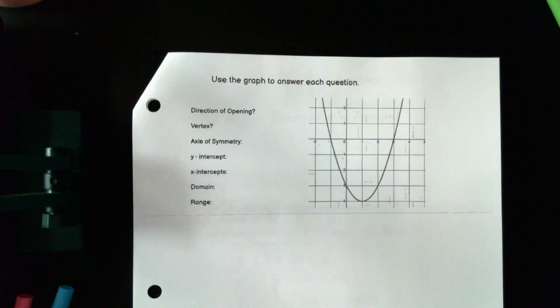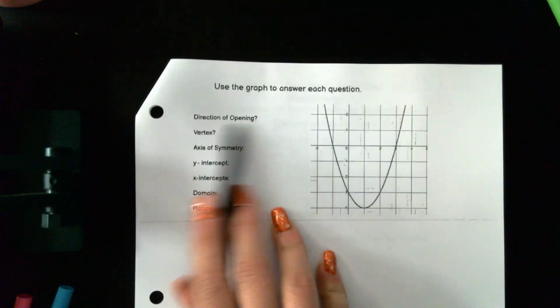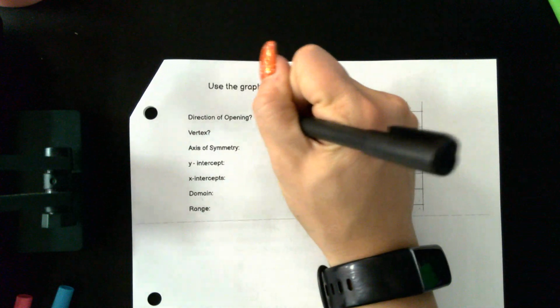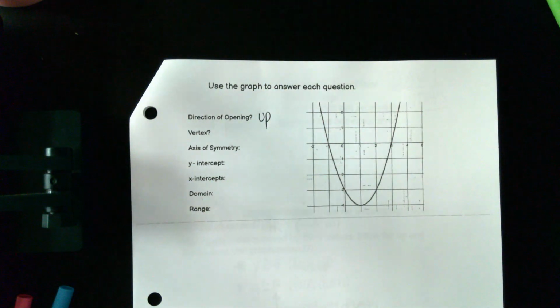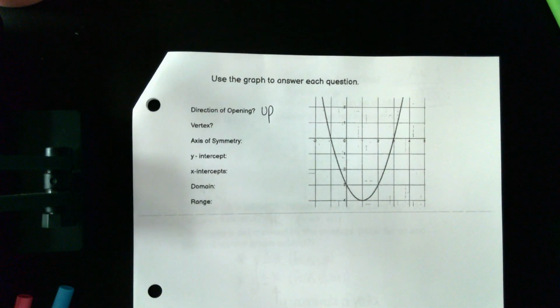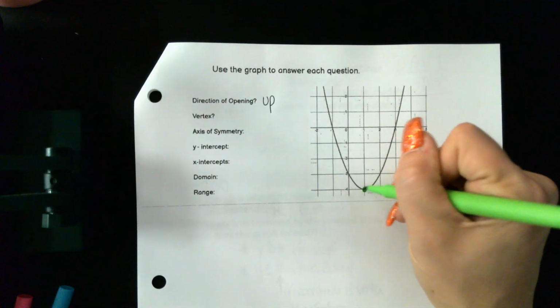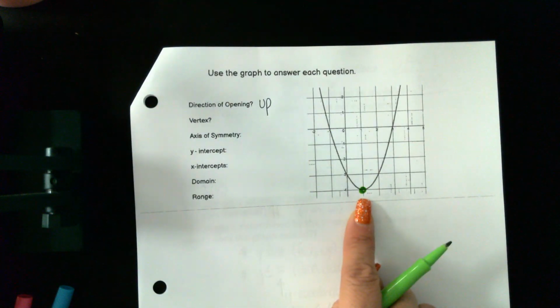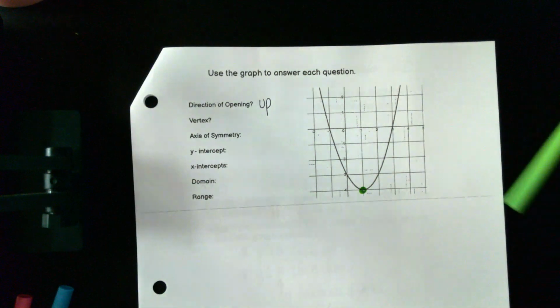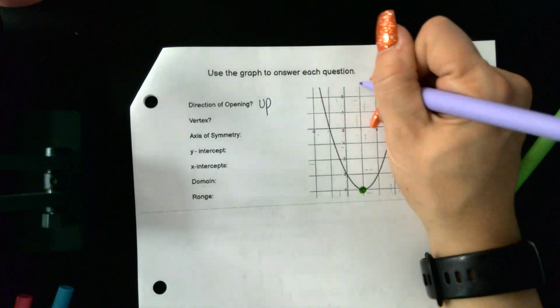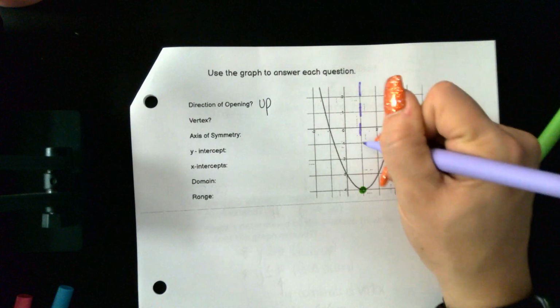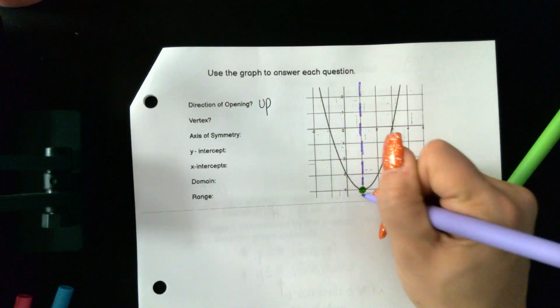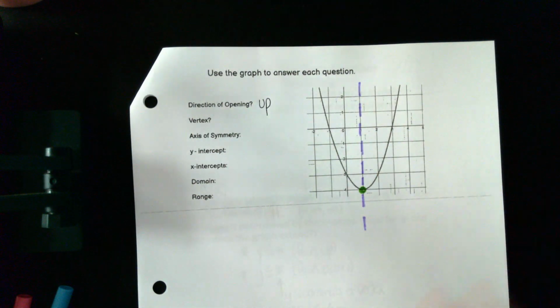All right, so first thing, which way is this facing, up or down? Facing up. Okay, I'm going to put a dot at the very bottom of that graph, because remember, that's your vertex. And then you might as well just get in the habit of using your pencil, or if you have a pen, drawing that dashed line through your vertex. You're going to have to do it tomorrow anyway.